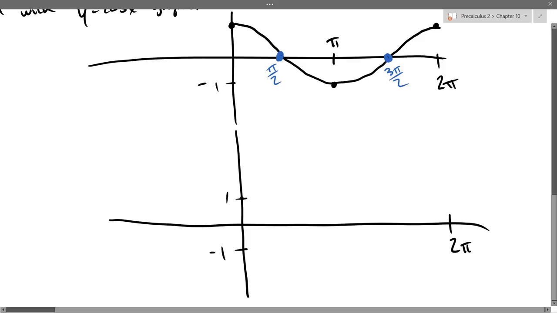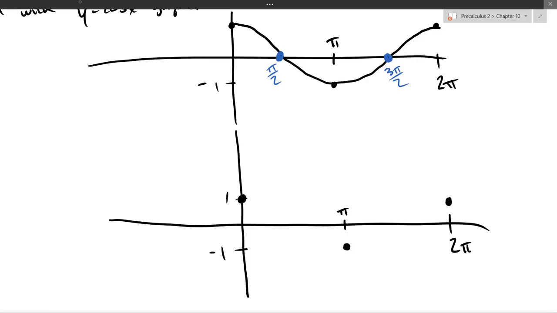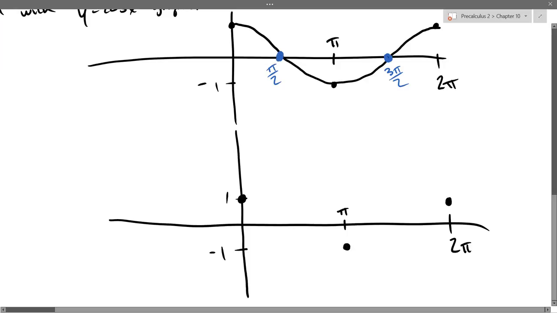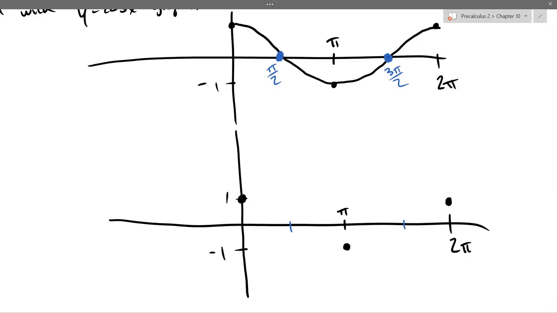So graph the black points first, the three black points. The blue ones are not going to stay where they are, so I don't want to graph them right now. So with the blue marker, I'm going to mark the pi over 2, 3 pi over 2. Is it easy to see blue and black?